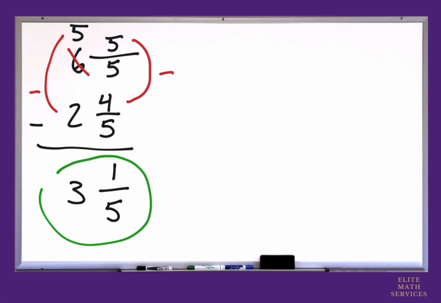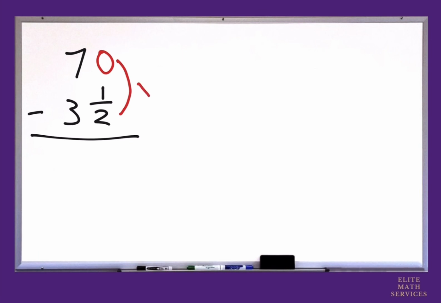Now we're going to start with a different example to reinforce everything we just learned. This example is going to be 7 minus 3 and 1/2. So remember that missing space right above the 1/2 is almost like having an imaginary 0. And we cannot subtract anything from 0, so we must borrow from our neighbor. We are going to borrow 1 from the 7, which now makes it a 6.